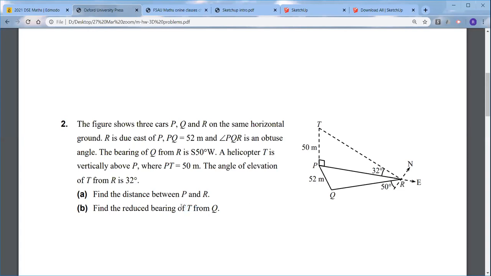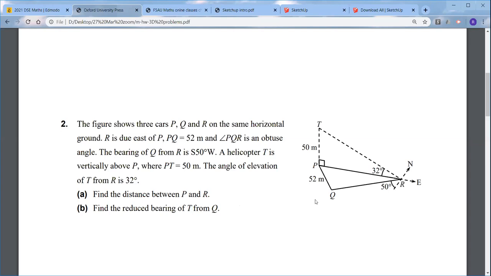All right. So to find the reduced bearing of T from Q is just like finding the reduced bearing of P from Q. That is the same applied to every elevated point. If the point is beneath the ground, say you dig 500 meters into the ground, what is the bearing of the bottom of the pit? Once again, we do not measure the bearing of those elevated or submerged points. We use the ground projection. So that would be using point P. All right. So this is just point P. That is the same for all elevated bearings.